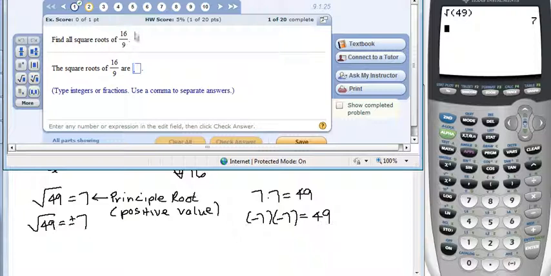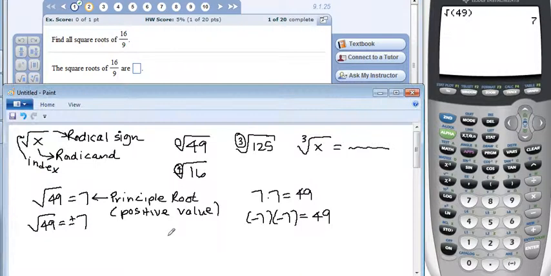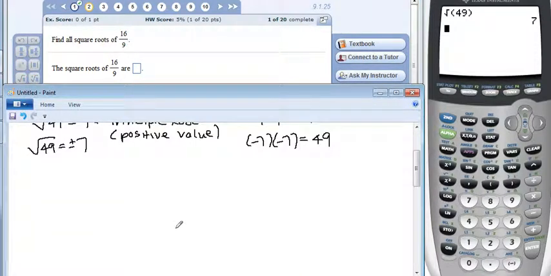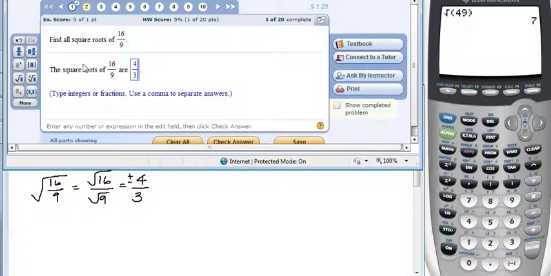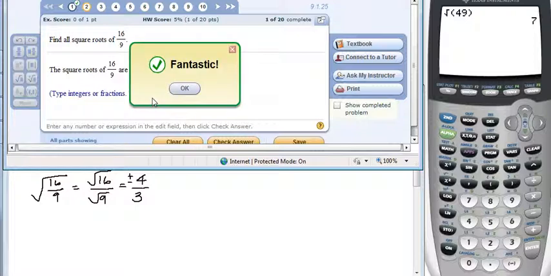All square roots of 16/9. Each one of these can be broken down, right? We can split this. Square root of 16 is 4. Square root of 9 is 3. And we want both positive and negative values of that. So you want 2 answers that look like that: a 4/3 and a negative 4/3. Fantastic.